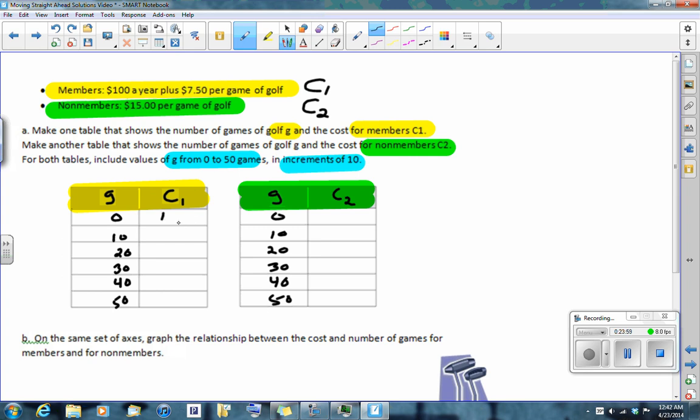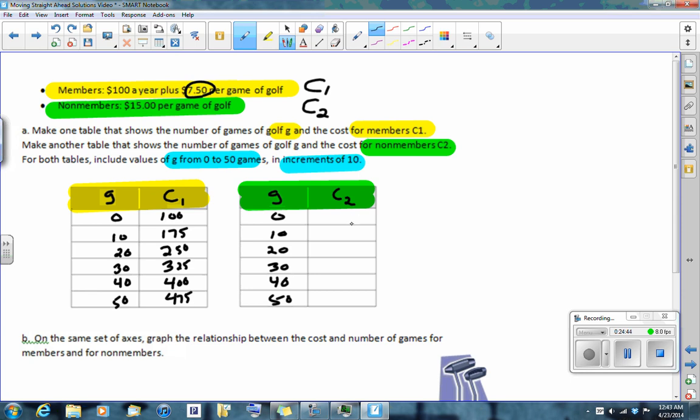All right, so these are the members, the yellow group, the cost for those people, and they are the ones who have to pay a $100 annual fee. Even if they don't play any games, they have to pay $100. Now, we know that they pay $7.50 a game, so if they play 10 games, 10 times $7.50 is $75, so that would be $175 total that they would pay for that year. If we then go on, they keep increasing by 10. So I know that every set of 10 games is $75. So this would be $250, this would be $325, $400, and then $475 for them.